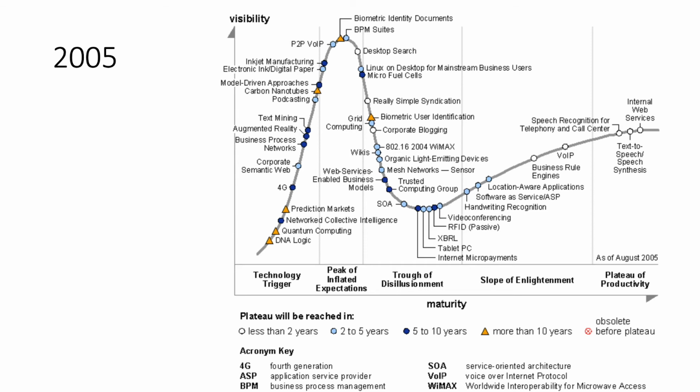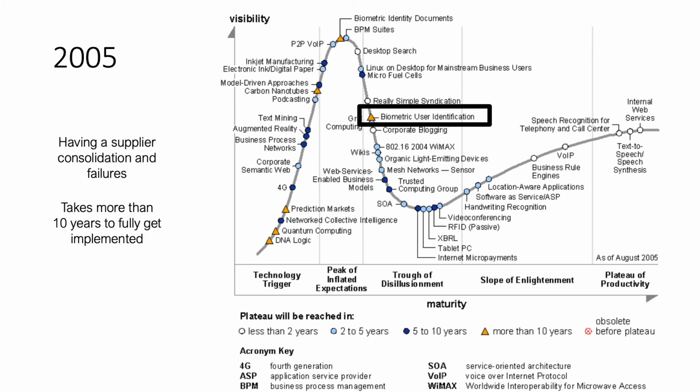Based on the Gartner Hype Cycle in 2005, the technology is in the phase of the trough of disillusionment, having supplier consolidation and failures. It also shows it takes more than 10 years to reach the plateau of productivity, meaning the point where everyone starts to implement the technology.